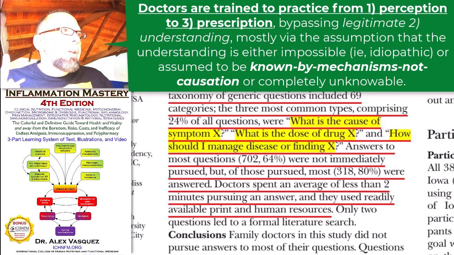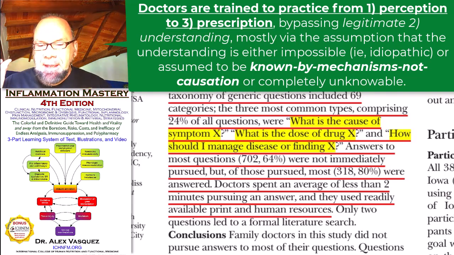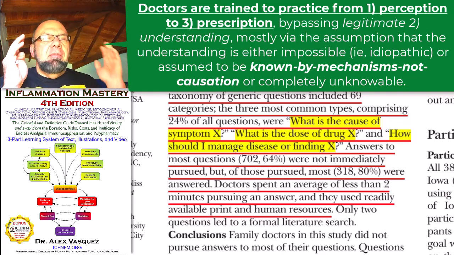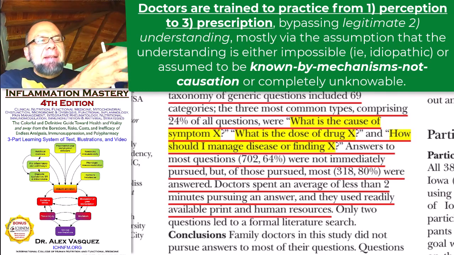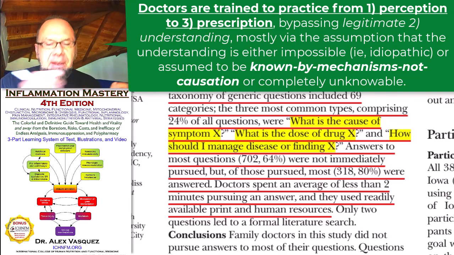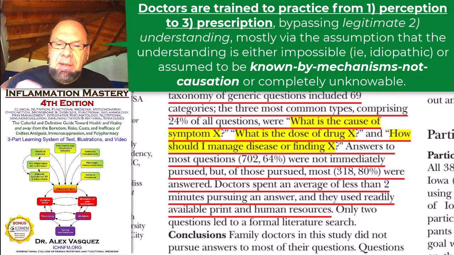The three most common types, comprising 24% of all questions, were: what is the cause of symptom X? What is the dose of drug X? And how should I manage disease or finding X? Maybe I'll read that again, but I want to overlap that research from 25 years ago with exactly what I'm talking about now in this video.